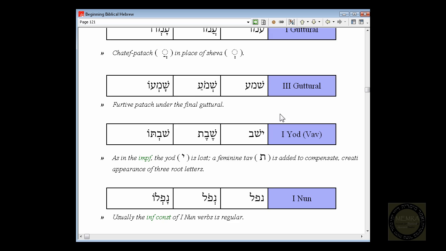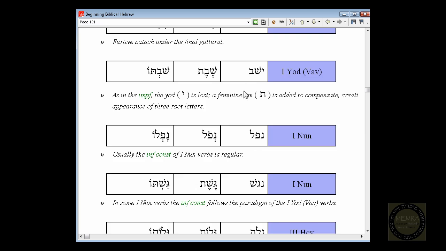Next one, third guttural. What do we have? Shva holum. We have the helping patak here, but it's still shva holum. Again, it can take a suffix. First yod. Now here we have something different. And it's going to happen, watch this, with first yod and with certain first noon verbs down here. It does not have a normal shva holum. It has a T ending. And it's always going to have sagol, shevet, geshet.